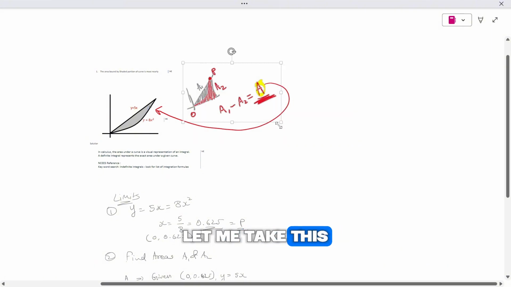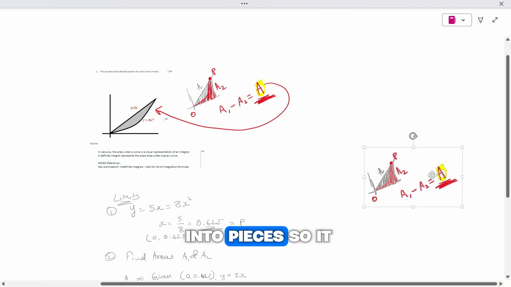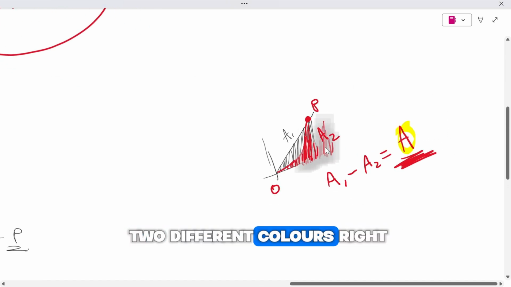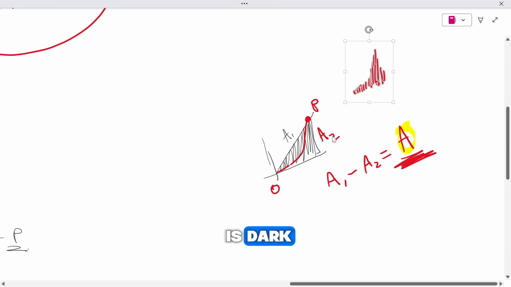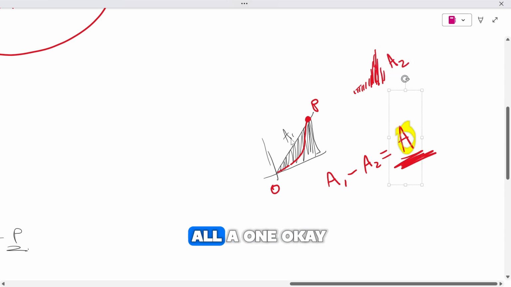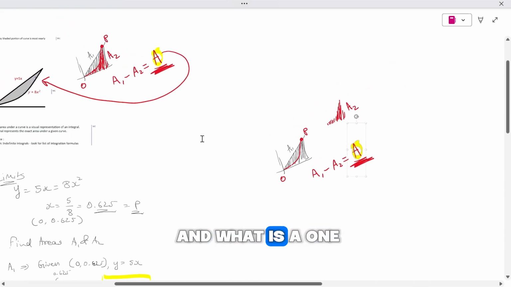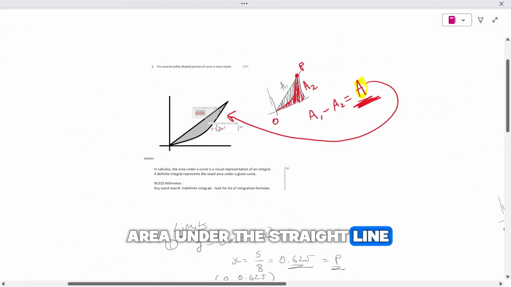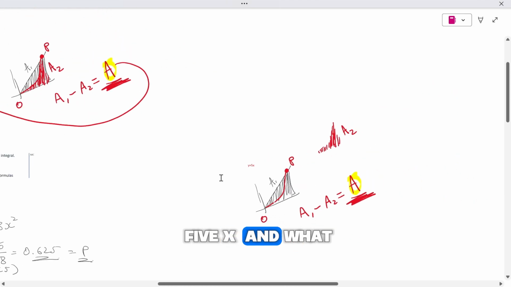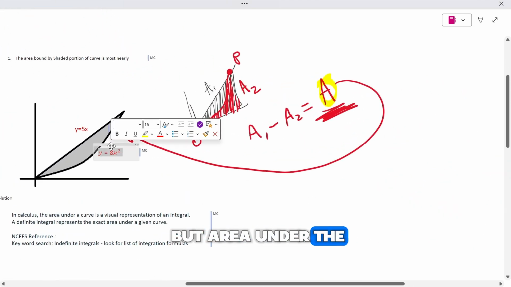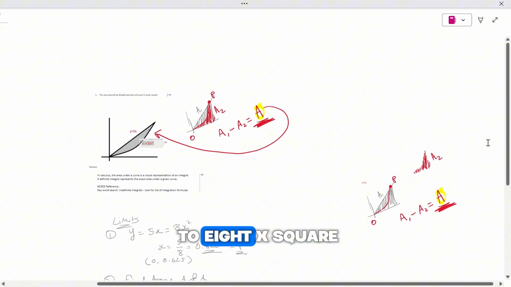Before we start going into depth of this problem, first understand what each area is. Let me take this and break it down into pieces so it will be easy to understand. So here there are two different colors, right? One is red, one is dark. What you need to understand is this dark one is all A1. And what is A1? A1 is the area under the straight line y is equal to 5x. And A2 is nothing but the area under the curve y is equal to 8x squared.